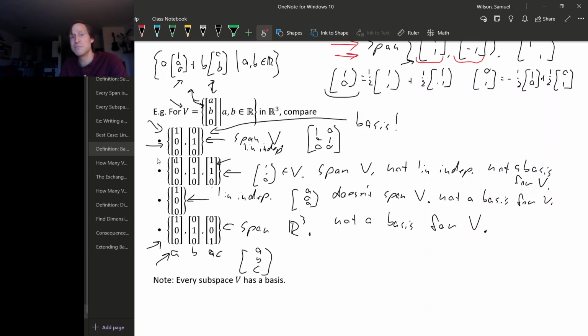All right, so you can see being a basis is actually a pretty stringent requirement. You have to be linearly independent, and you have to span exactly the space that you're looking for.